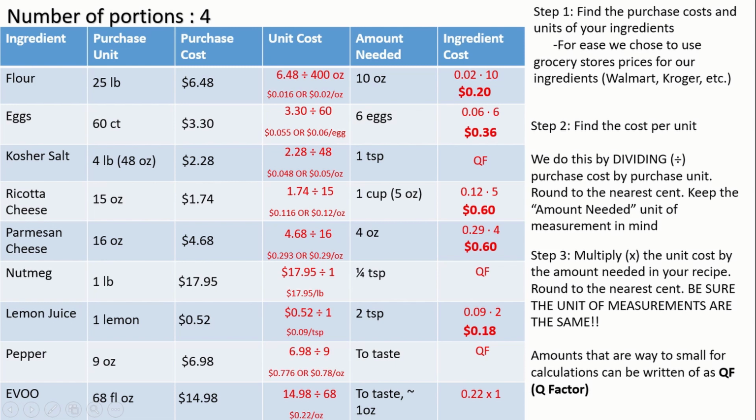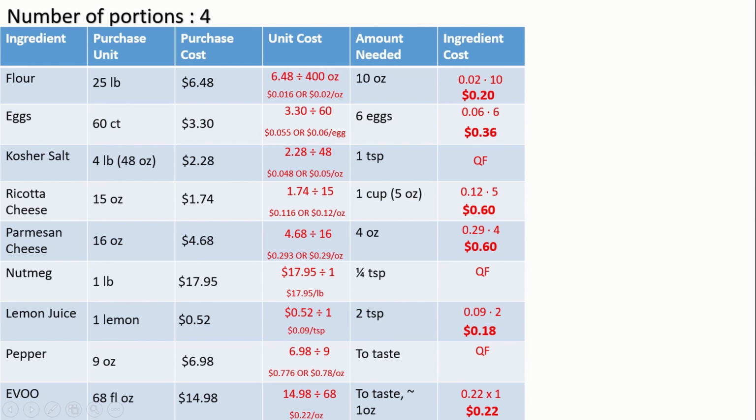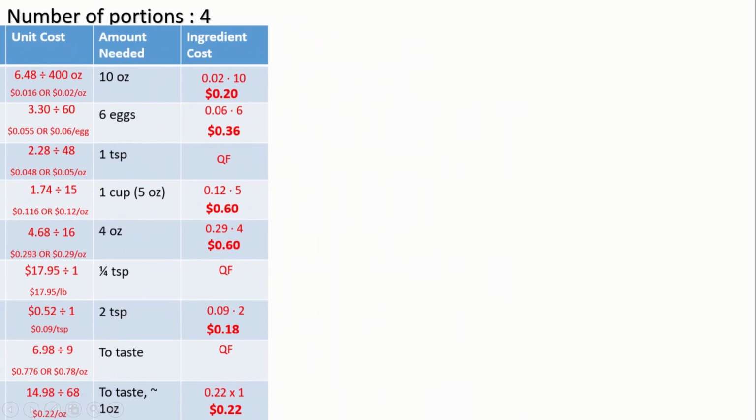For the olive oil, if you're just drizzling olive oil over the pasta, you could probably make a measurement for that. We're saying about an ounce here. So 22 cents times 1 ounce gets us 22 cents for the cost of the extra virgin olive oil. Okay, so now that we got the ingredient costs here, we can go to our next step. We're going to move this over to the side, and we're going to go to step 4.